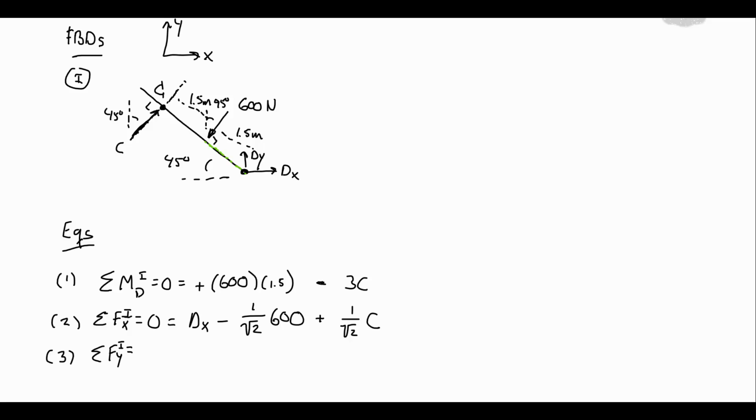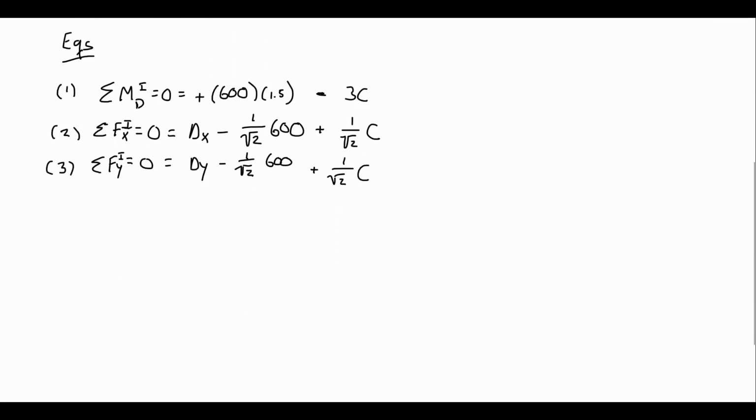And then in the y direction, dy is positive. We have 600 times sine 45 degrees, which is 1 over root 2. That is going to be down, plus 1 over root 2 times c, since that is pointing up. So looking at the three equations I have so far, I have three equations, three unknowns. So I'm actually going to solve them as we go.